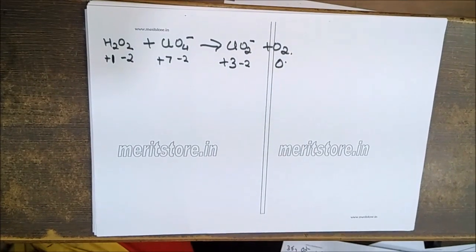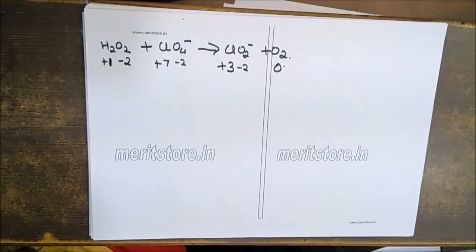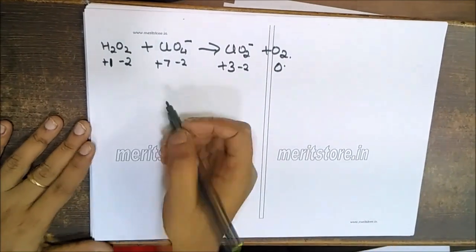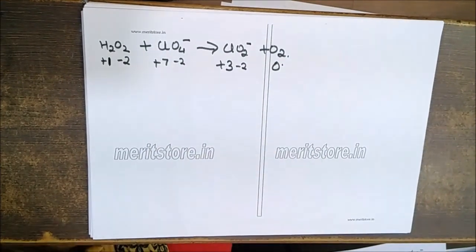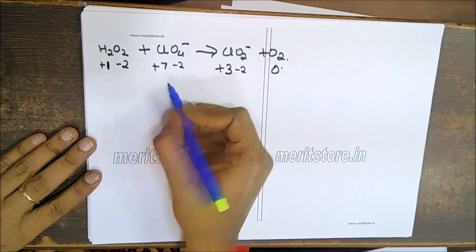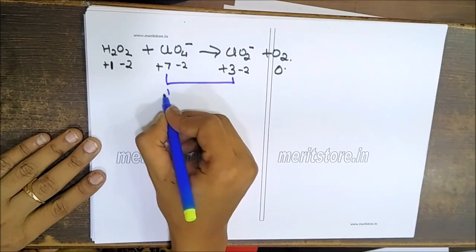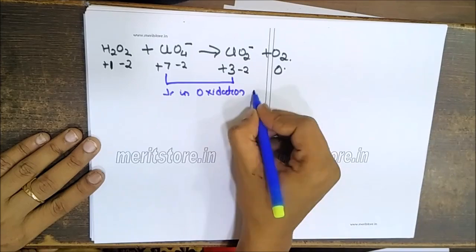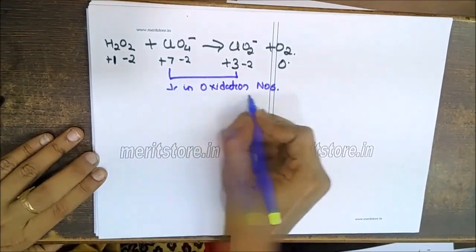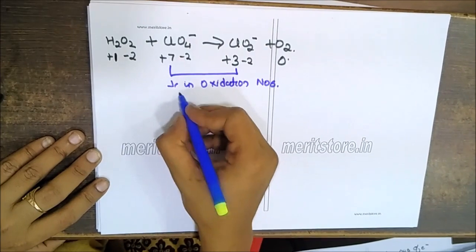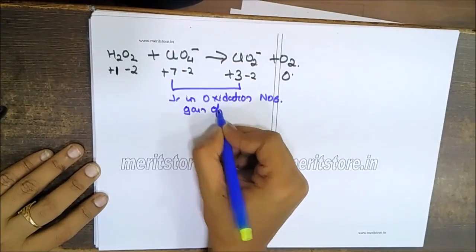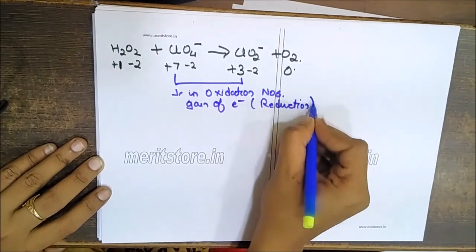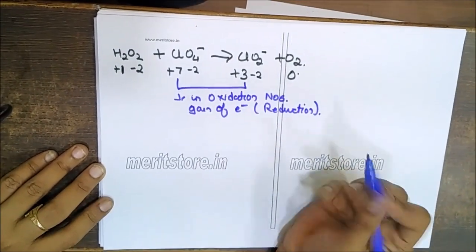Now after this step, we have to find out which atoms have undergone oxidation and which atoms have undergone reduction. So let's see this. Do we see Cl? Cl has undergone a decrease in oxidation number. A decrease in oxidation number means it has gained electrons, which means reduction has occurred.